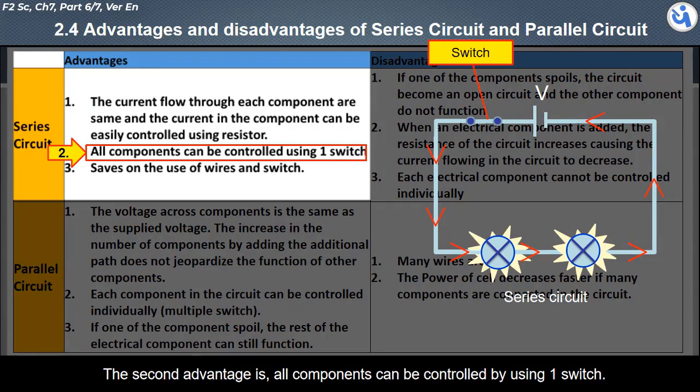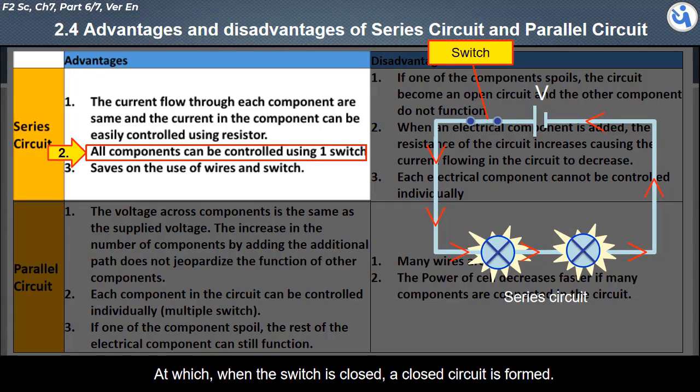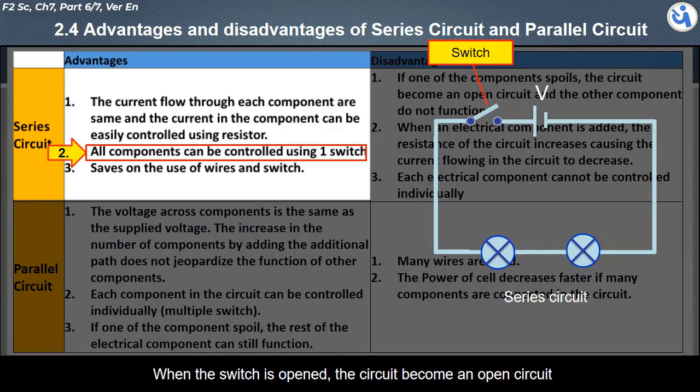The second advantage is that all components can be controlled by using one switch. When the switch is closed, a closed circuit is formed, and the current will flow through each of the light bulbs. When the switch is opened, the circuit becomes an open circuit. No current will flow through the components.